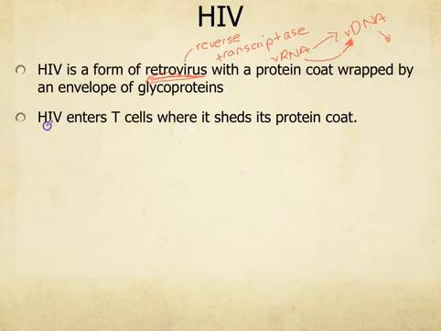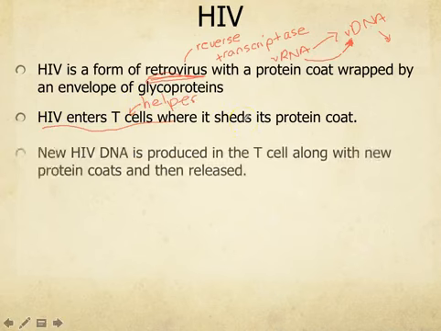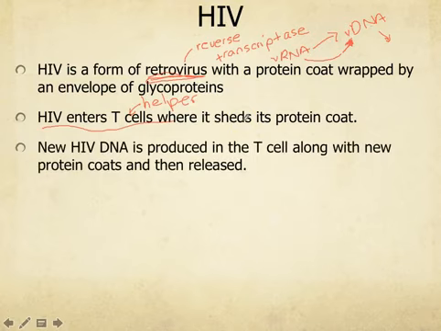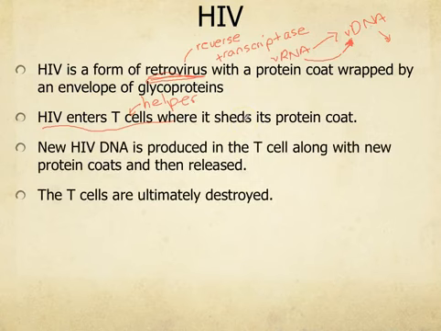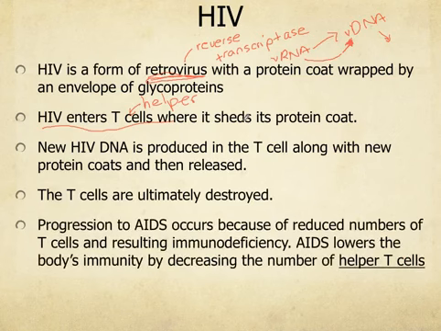All right. So basically, the way it works is that HIV enters T cells, and in particular, not all T cells, but specifically helper T cells. It then sheds its protein coat. The DNA is produced from the RNA by the reverse transcriptase. And basically, the T cell will produce these viruses until it's destroyed, right? And then you get sicker and sicker until you end up with the condition of AIDS. We'll talk a little more about that in a second.